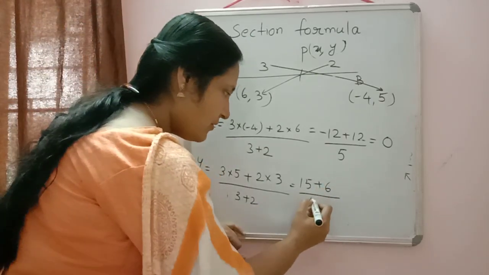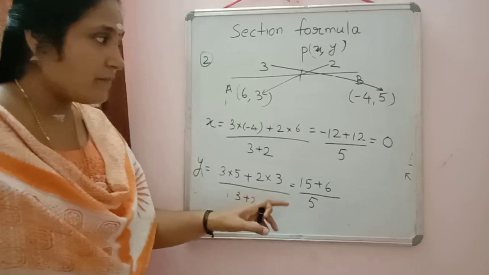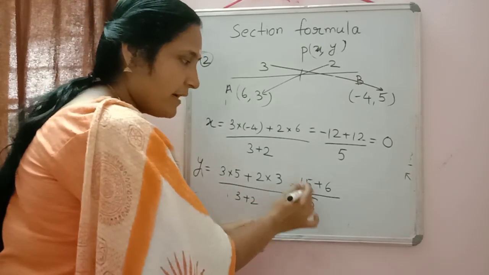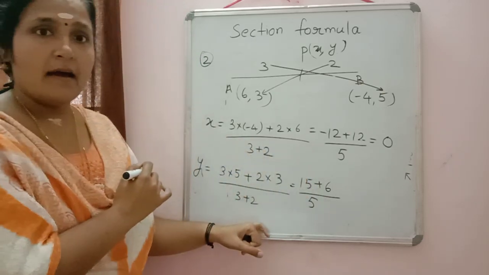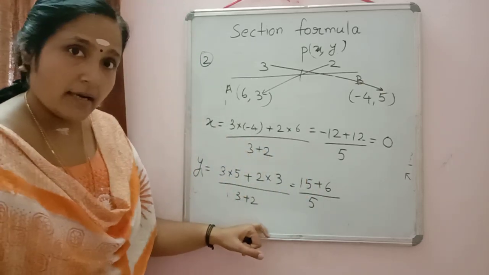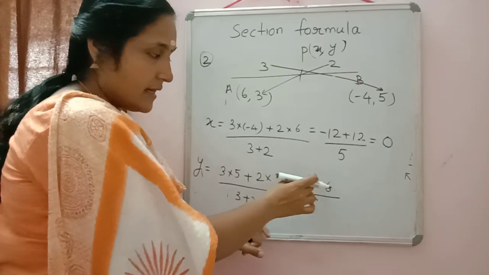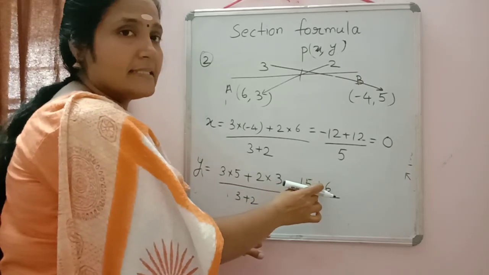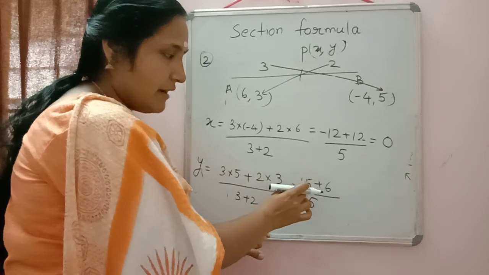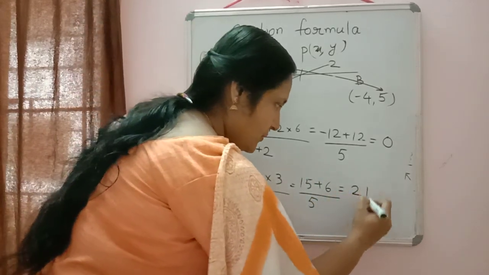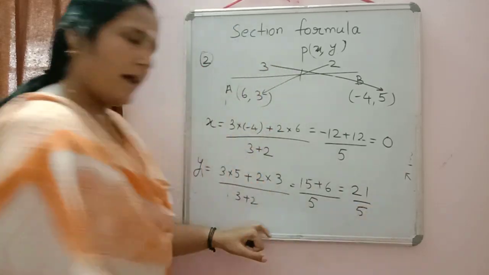Now here, most of the students make a mistake: they will cancel here only. 5 ones are 5, 5 threes are 15. That is wrong. You can cancel in that way only if your multiplication sign is there. At present we have an addition sign here. So first we have to add these two numbers. So it will be equal to 21 by 5.